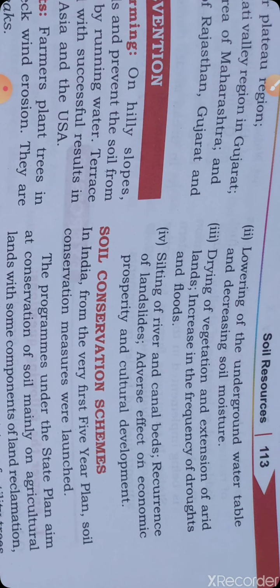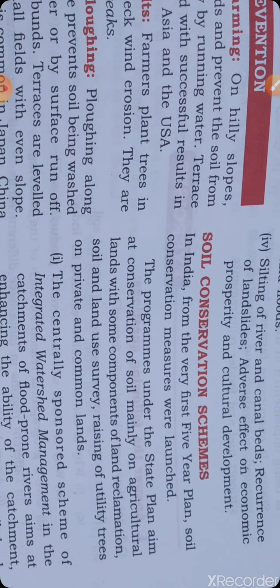Lowering of the underground water table and decreasing soil moisture. Drying of vegetation and extension of arid lands, increase in the frequency of droughts and floods. Silting of rivers and canal beds, recurrence of landslides, adverse effect on economic prosperity and cultural development. So that is what we mean by soil conservation.